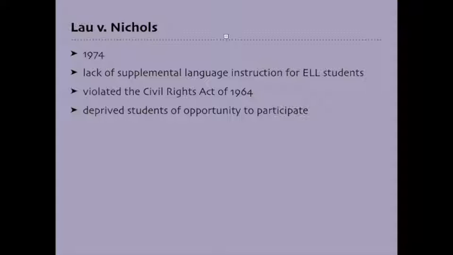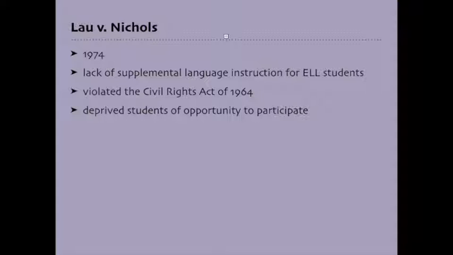The next case is Lau v. Nichols, 1974. In 1971, the San Francisco, California school system was integrated. As a result, the San Francisco school system absorbed over 2,856 students of Chinese ancestry who were not proficient in English. Of these students, the school system only provided about 1,000 of them with supplemental English language courses. Classes were taught exclusively in English.